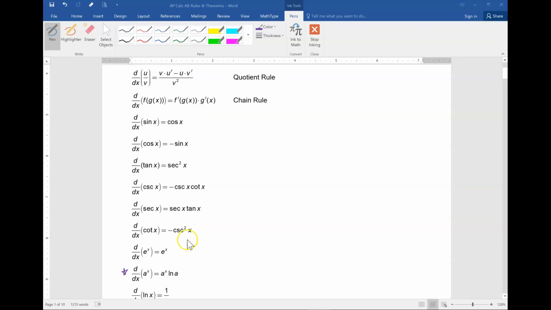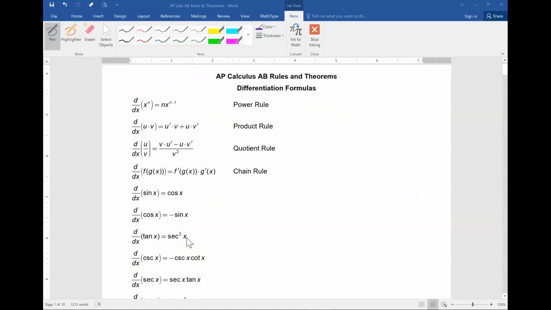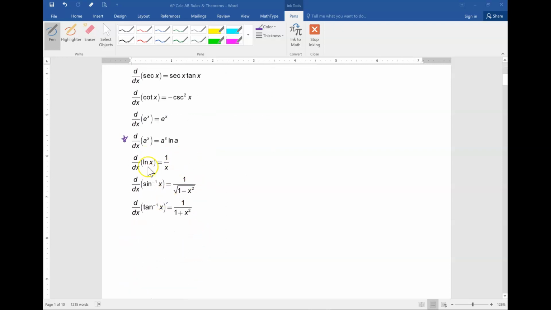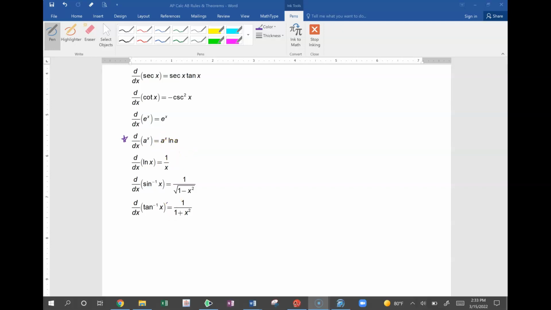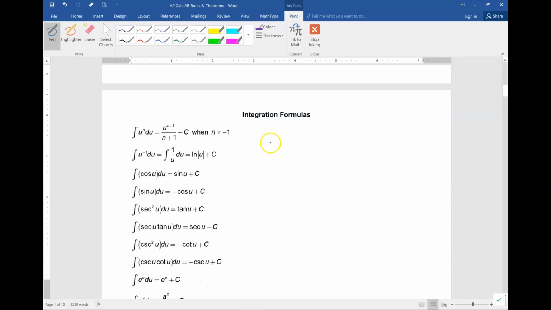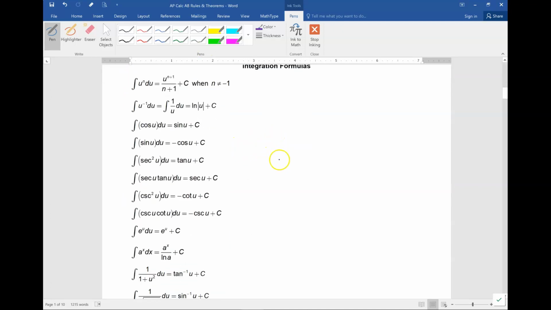Okay, so to recap, important things on this page, right? I mean, this you all know, and then the one with the a to the x, ln of a is one where people usually forget. These things, okay, remember how they look. Every now and then they will pop up, okay? All right, so let's move on to integration formulas.